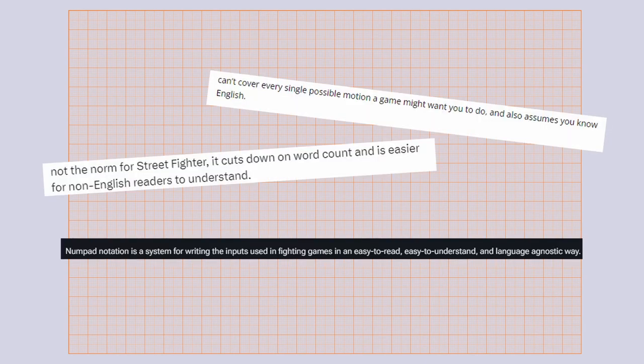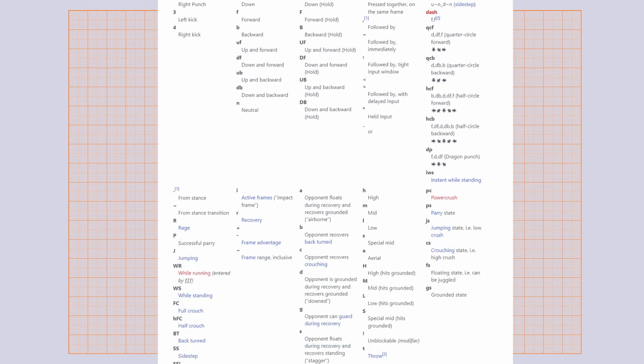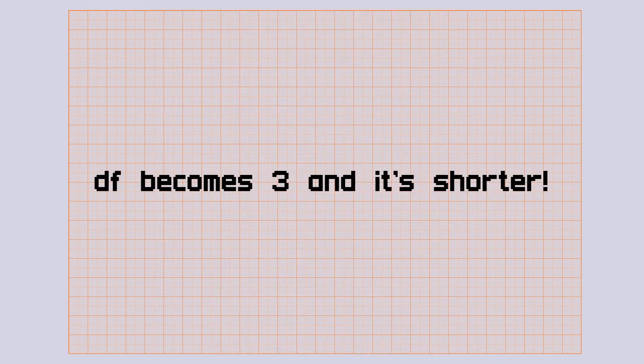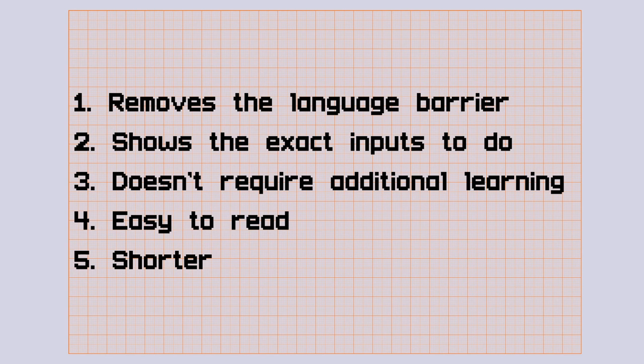On the surface it seems so nice, it removes the language barrier for international players, the single most used argument in favor of numpad. It shows exactly the inputs you have to do for any particular motion. It doesn't rely on the multitude of acronyms like the letter notation does. It's shorter than the letter notation, and it's easy to learn and read because numbers are famously easy to learn and read, and numpad is a thing everyone is deeply familiar with. How do I put it? Each of these positives is a false.